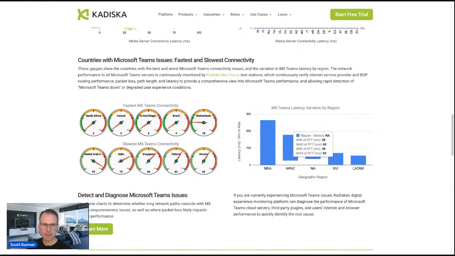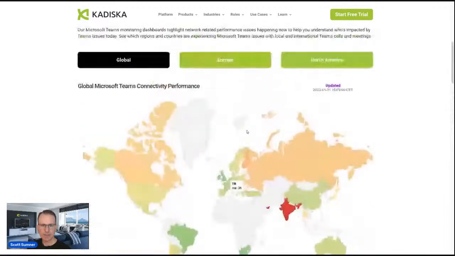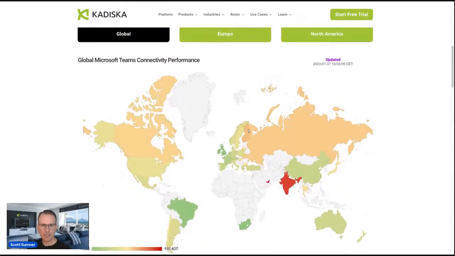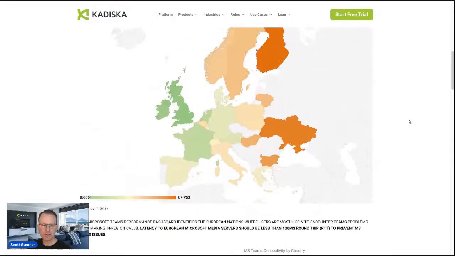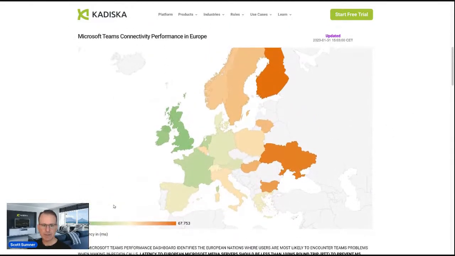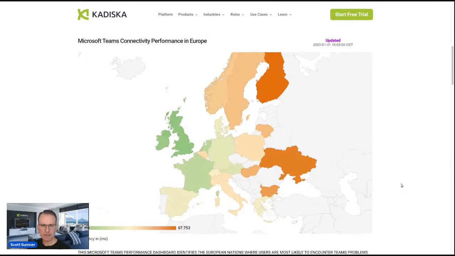And that makes sense because Microsoft has media servers in several different Azure data center locations. Europe performing very well, and Latin America. So you can kind of see where you're at if you're in one of those regions. And if you want to dive a little deeper, you could click in here and look at Europe, see which countries have the slowest performance. They're all within the 100 millisecond target right now.